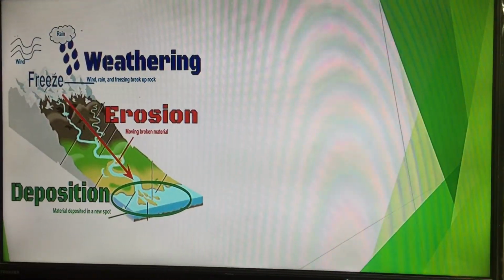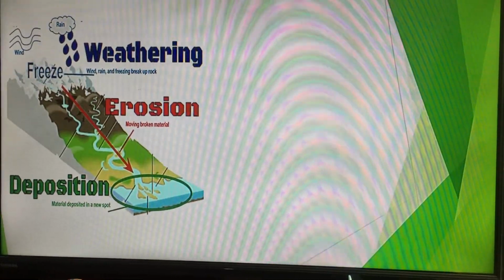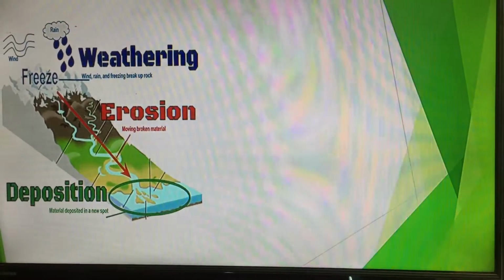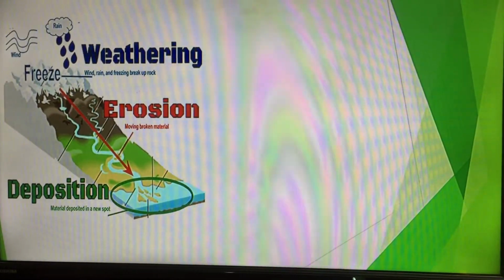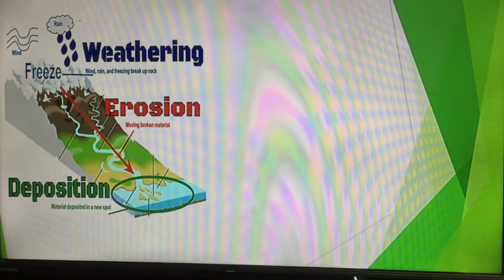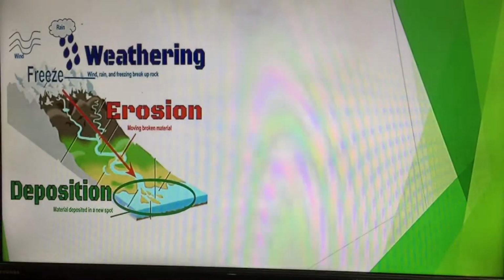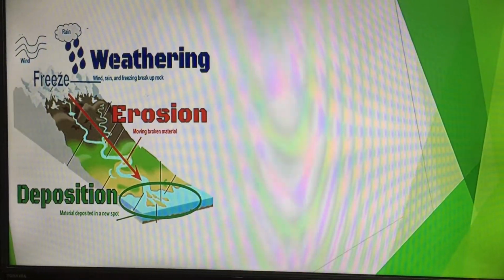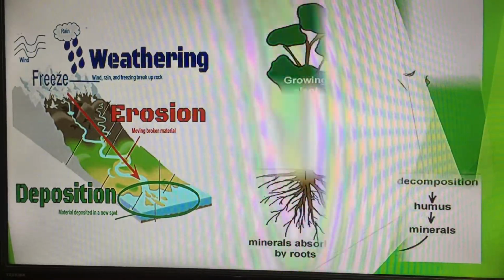So this is the illustration of deposition, from the word deposit. It means, as you can see there, that when there is rain and other water flow, the soil will move to another place and it will be deposited there. So that's why it's called deposition.